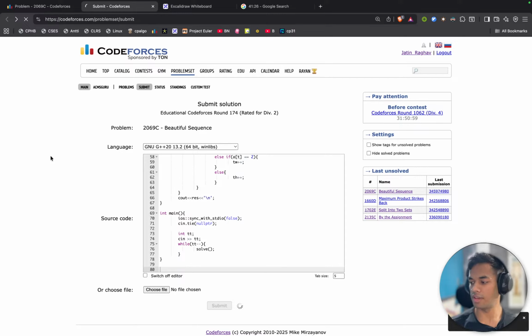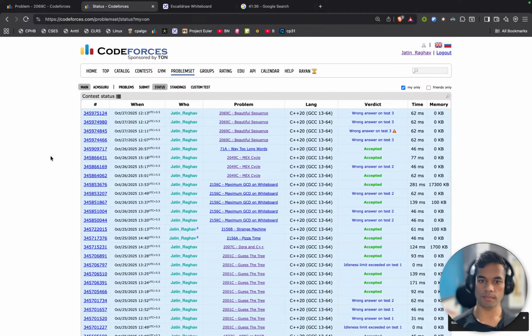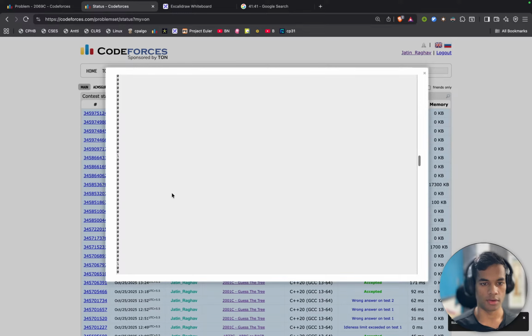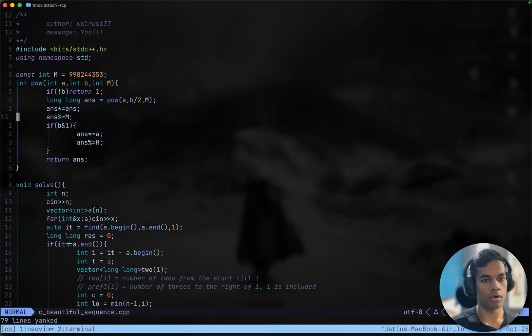The wrong answer on 3 again. Let's actually see what went wrong. Found this number, expected this number. This number 1 2 3 1 2 3 1 2 3 1 2 3 1 2 3. Okay, so expected a higher number but found a smaller number. I think something might be wrong with our modulus function.